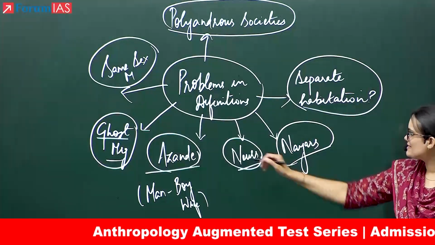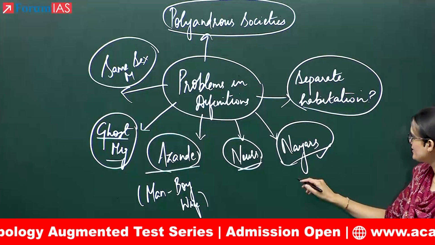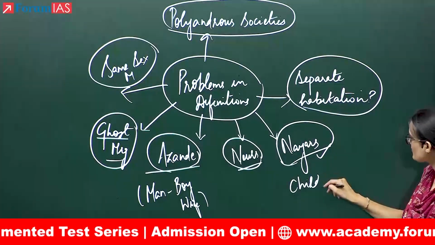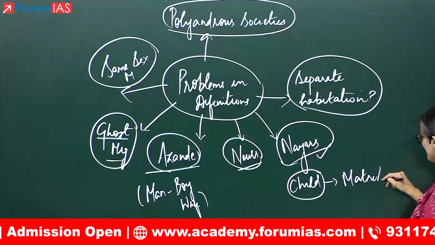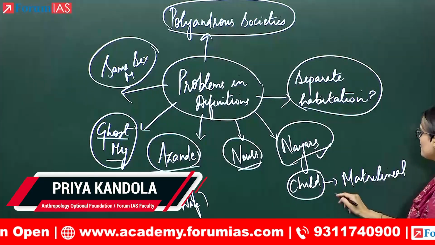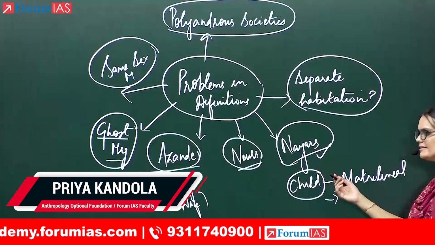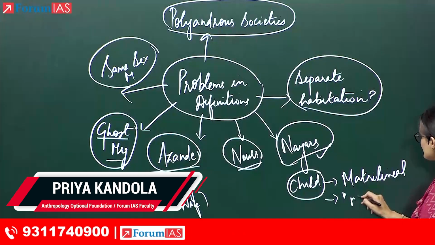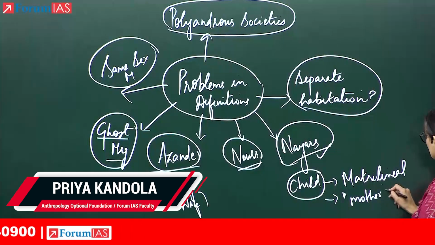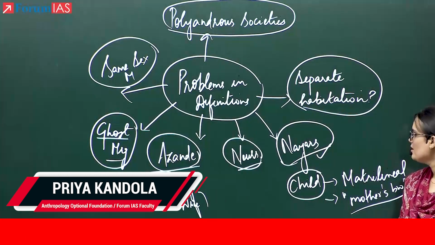Now, these are certain examples. Nayars we already have discussed. What is the peculiar case here? That the child is going into the matrilineal pattern, growing up without a father figure predominantly, and under the decision authority, so to speak, of the mother's brother, mama. So this is a peculiar example here.